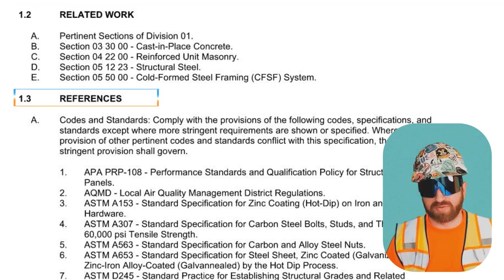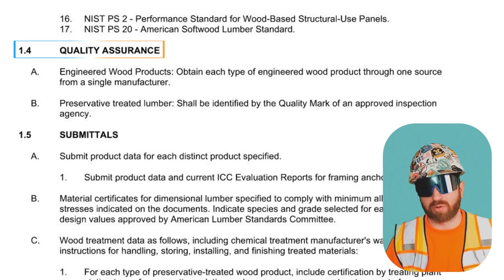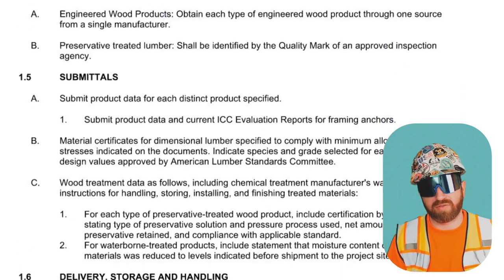Section 1.3, we've seen it before, is references. These are codes and standards. Section 1.4 calls out quality assurance and quality requirements. Section 1.5 is your submittals. Again, I'll cover it in a different video, but submittals can be shop drawings, product data, samples, etc.